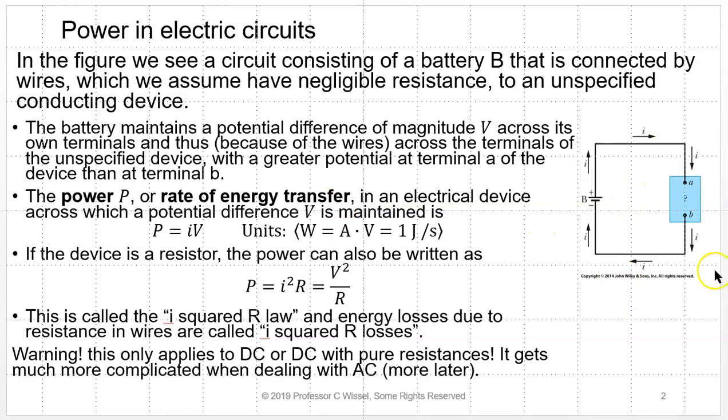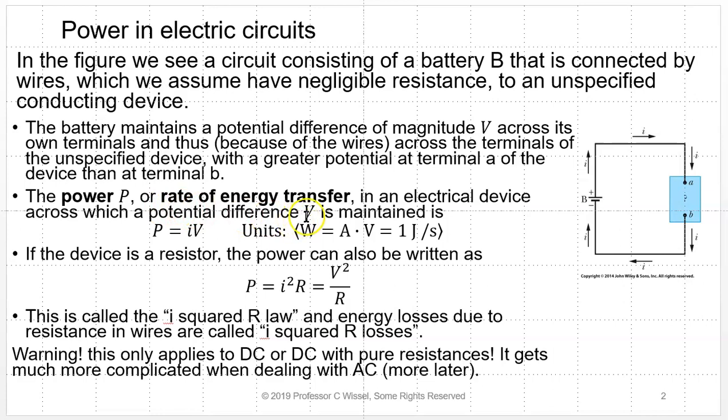In the figure, we see a circuit consisting of a battery, B, that is connected by wires, which we will assume to have negligible resistance, to an unspecified conducting device. The battery maintains a potential difference of magnitude V across its own terminals, and thus, because of the wires, across the terminals of the unspecified device. The greater potential is at terminal A of the device than at terminal B because A is connected to the positive side of the battery.